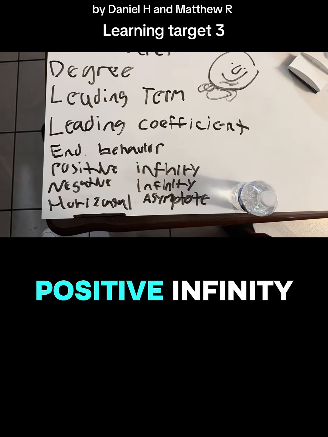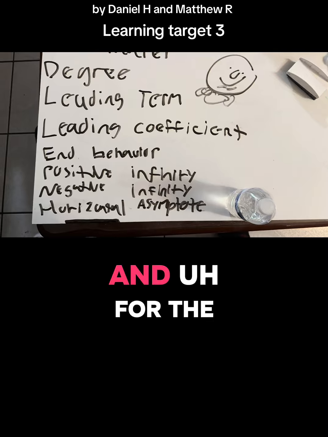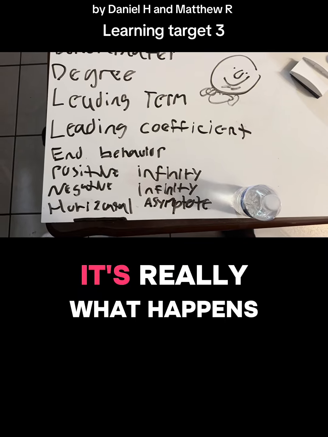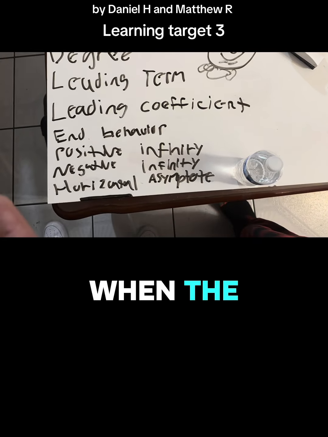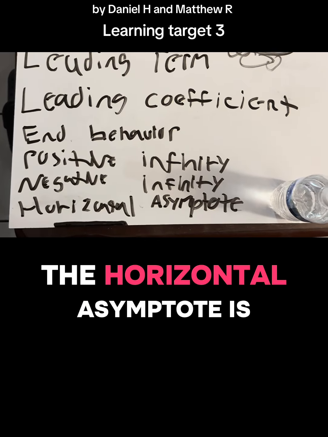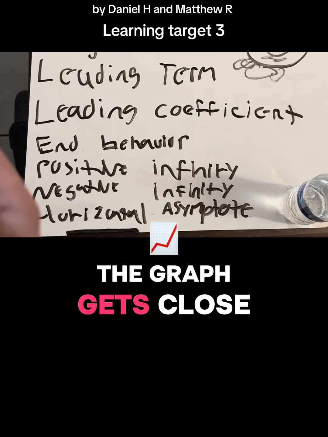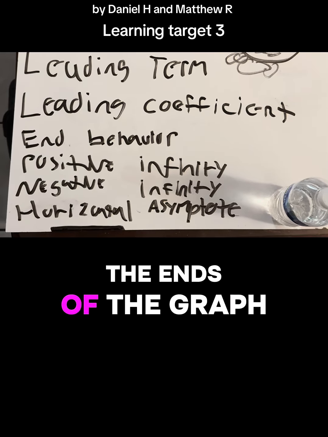For positive infinity, it's basically just what happens when x gets really big. And for negative infinity, it's what happens when x gets really negative. And then the horizontal asymptote is a line that the graph gets close to but doesn't cross at the ends of the graph.